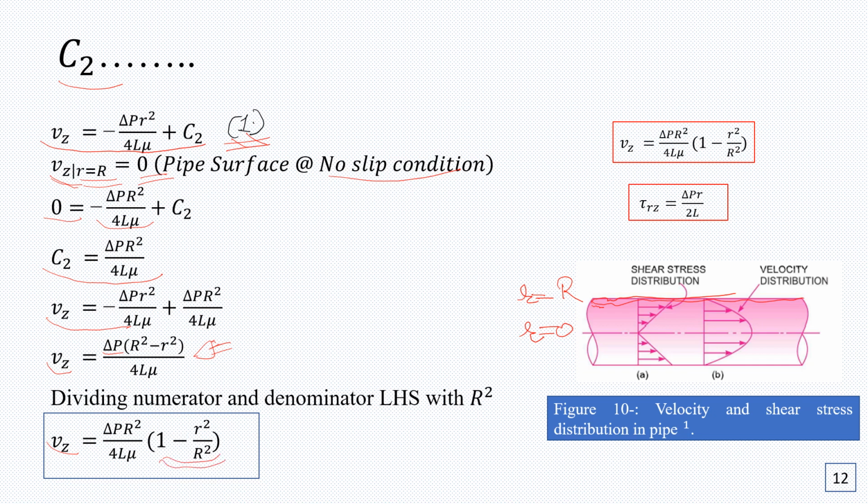So these are the two factors which represent Vz, and based on Vz we can also find tau Rz. We all know that tau Rz is equal to minus mu times the partial derivative with respect to r of Vz. The other component is 0 because the Vr component is equal to 0.